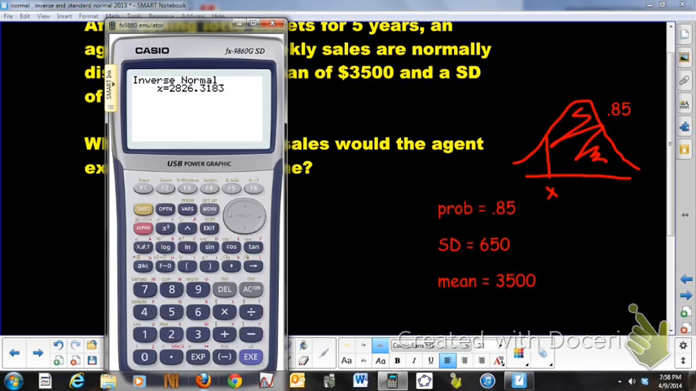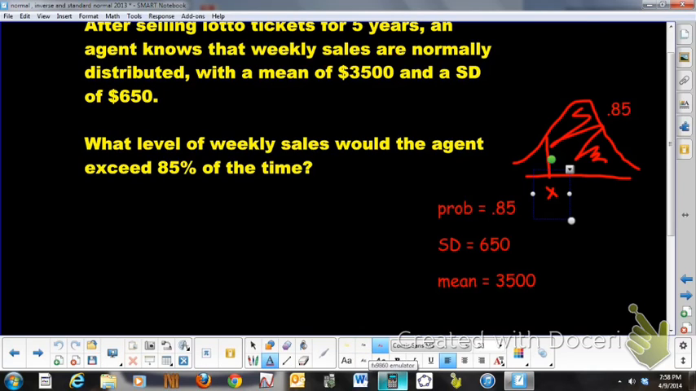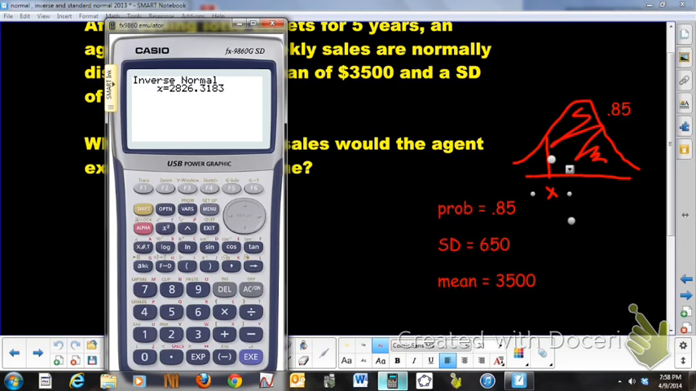So that tells us that at x right here, that value is approximately $2,826. That 85% of the time, this agent is going to exceed that amount of sales.